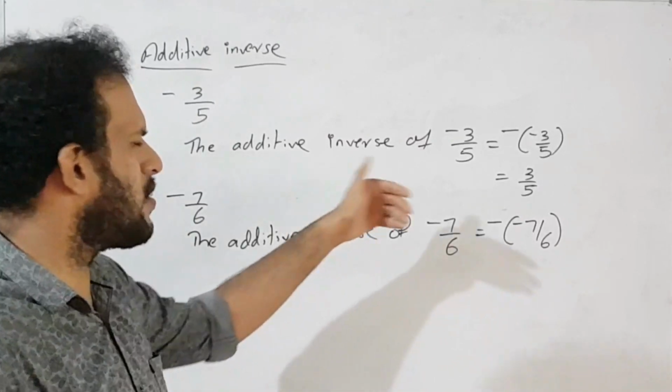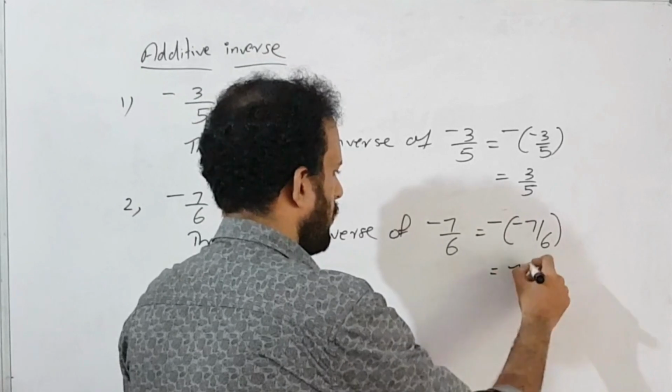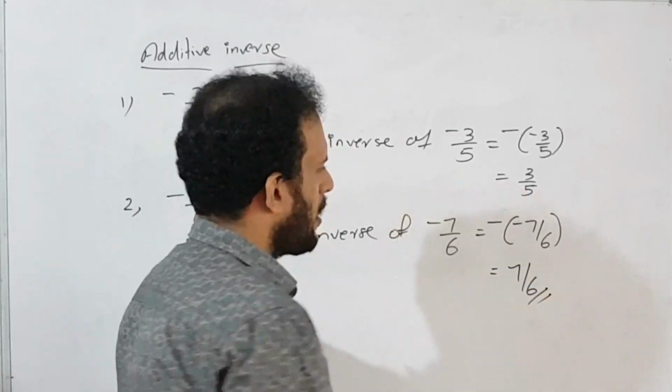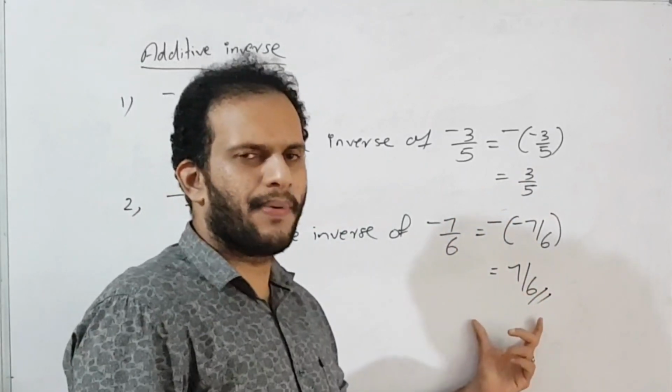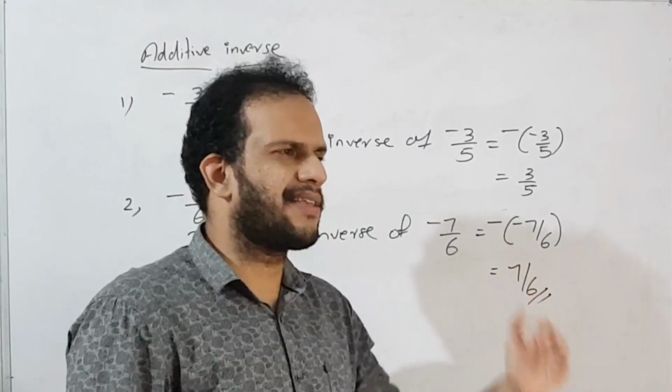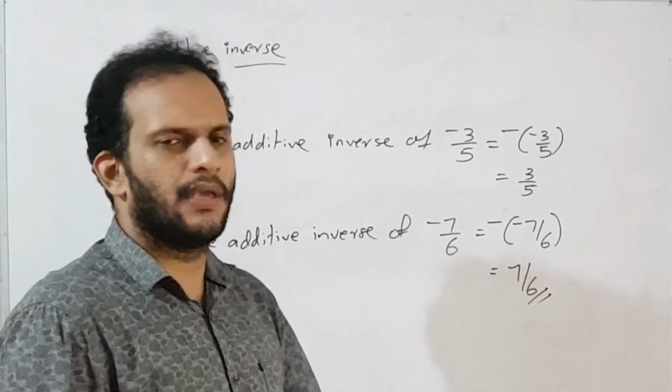Then what is the additive inverse of minus 7 by 6? That one is 7 by 6. So we conclude minus of minus 7 by 6 is same as 7 by 6. Minus of minus 7 by 6 എന്ന് പറയുന്നത് ഏതിന് ഈക്വൽ ആണ്? 7 by 6 ന് ഈക്വൽ ആണ്.